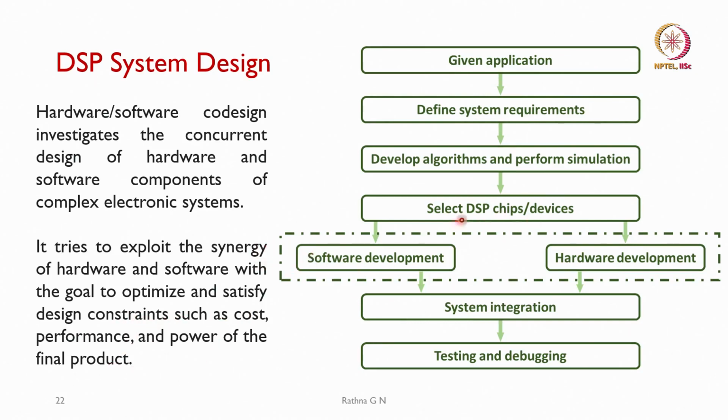Once this has been done, system integration has to happen. Then we know that testing and debugging is one of the most critical steps. How one is going to do testing and debugging depends on what application we are going to use it for, and how much we have to do. For real time systems, that is what we are talking about, real time signal processing, it should not fail. So we should take care of testing and debugging for all possible cases.